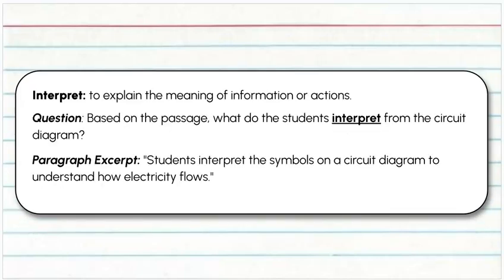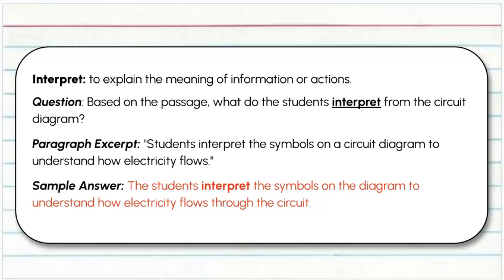As a question, you might be asked, based on the passage, what do the students interpret from the circuit diagram? Now, in the text, we see that students interpret the symbols on a circuit diagram to understand how electricity flows. So, what do they interpret from the circuit diagram? They just told us. Your answer might be, the students interpret the symbols on the diagram to understand how electricity flows through a circuit.